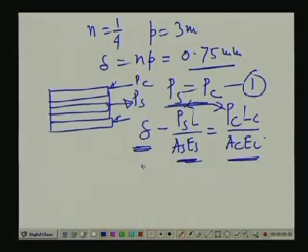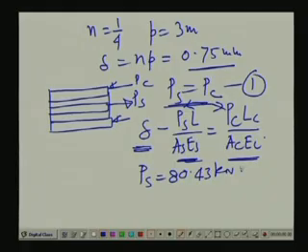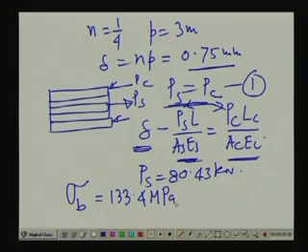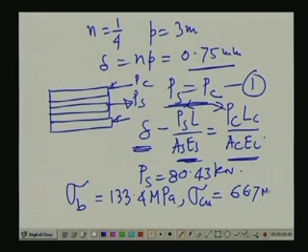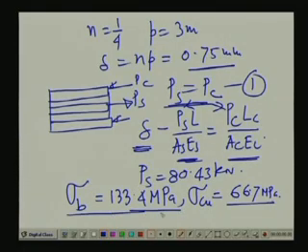From this, Ps comes as 80.43 kilonewton, and Ps is equal to Pc. So, the stress in the bolt, sigma bolt, is equal to Ps divided by the cross sectional area of the bolt, which is 600 millimeter square, which is 133.4 MPa, and the sigma in the copper sleeve is equal to this force divided by the cross sectional area, which comes as 66.7 MPa. So, these are the stresses that will be induced in the bolt and the sleeve.